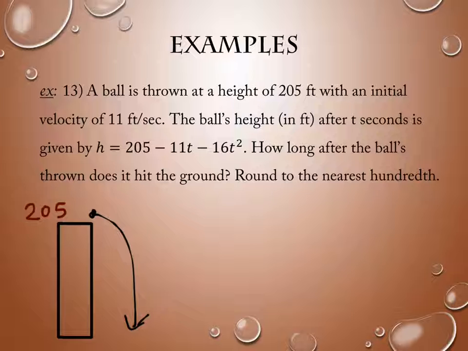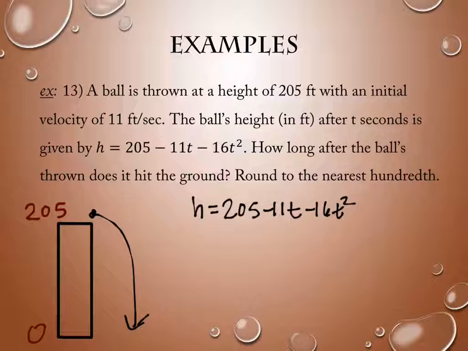And the height when it hits the ground is what? 0. Don't overthink this. If it's going to hit the ground, it's hitting at the height of 0. It's no more height. So what we want is this equation, h equals 205 minus 11t minus 16t squared. What do we want this equation to equal? 0, right? We're looking for where the height equals 0.